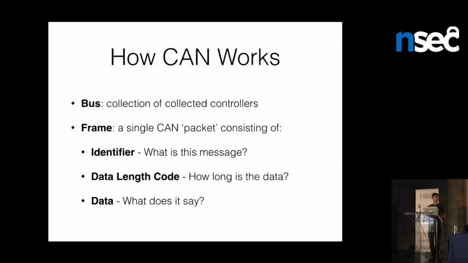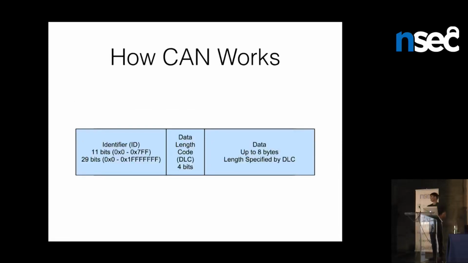So we'll just talk about the protocol itself so we can understand this stuff. Basically, you have a bus, and this is just a bunch of controllers that are connected together. Usually it's high speed, which would mean differential, twisted pair, and just whatever wire they had lying around in a wiring harness. And then on that bus, you'll have frames. These are sort of the lowest level packet of CAN. And they consist of three main things. An identifier, which is just, what is this message? A data length code, which says how many bytes of data are in it, 0 to 8. And then data, which is your 0 to 8 bytes. It's pretty simple. It looks like that. So the identifier, again, is an 11 or 29-bit ID.